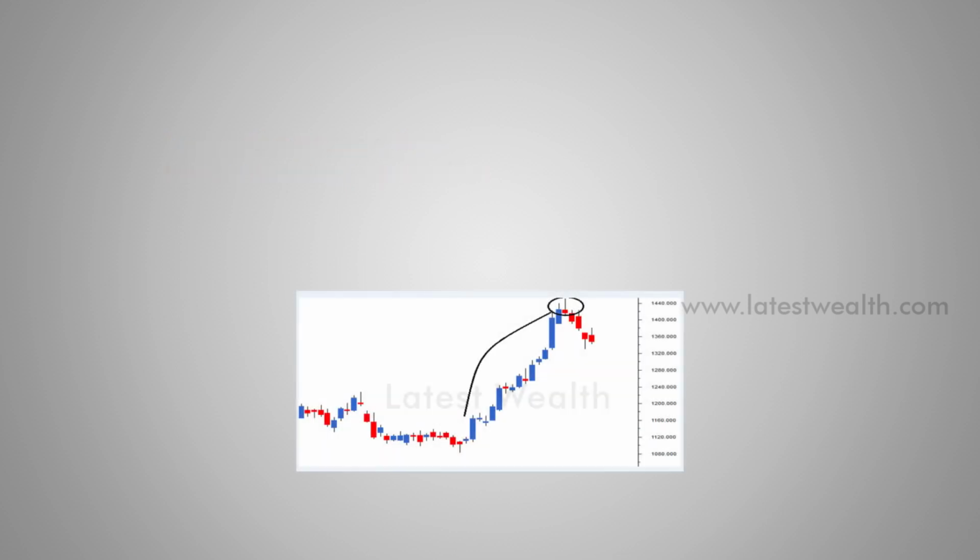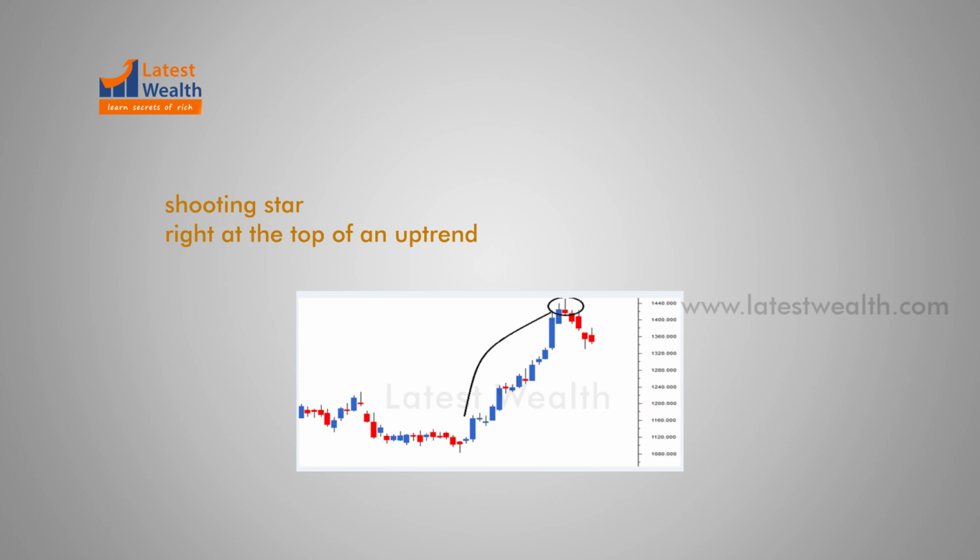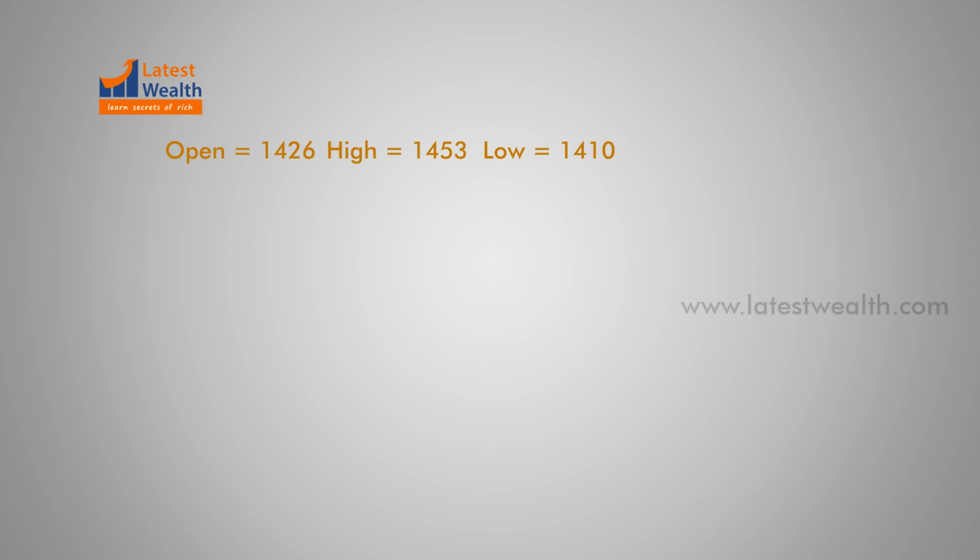Take a look at this chart where a shooting star has formed right at the top of an uptrend. The OHLC data on the shooting star is as follows. Open is 1426, high is 1453, low is 1410, close is 1417. The short trade setup on this would be like this.